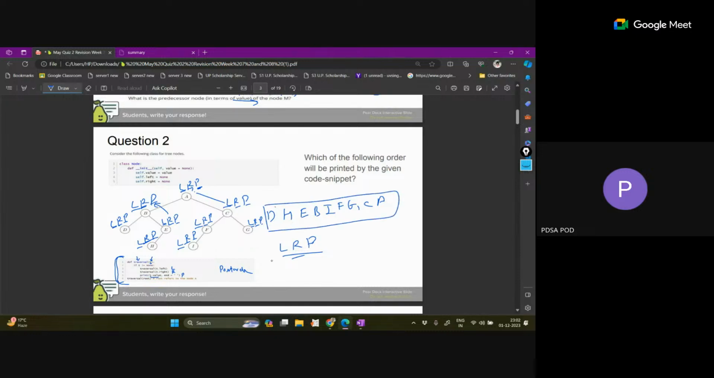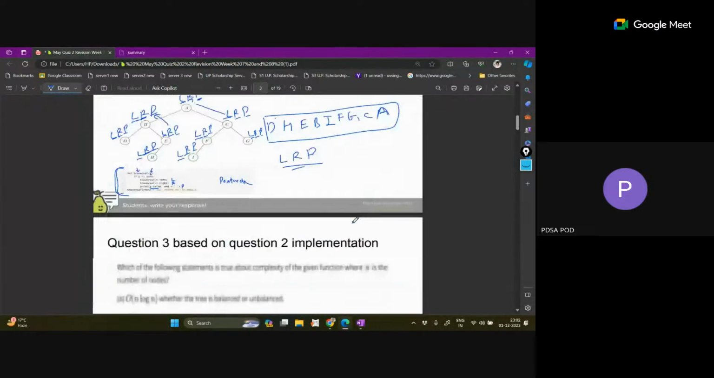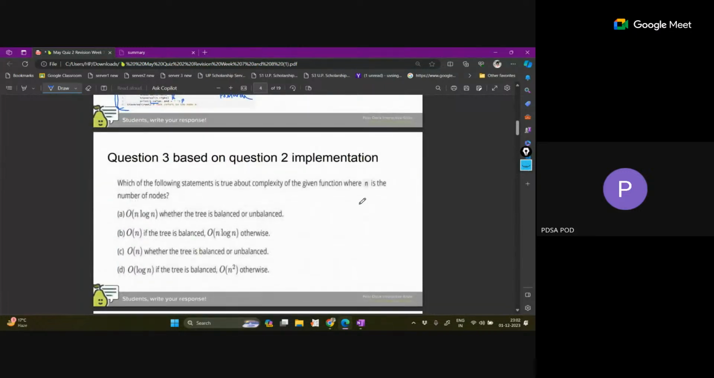So in post order, you will always get the root node at the last. Okay. Root node will always come at the last position in the post order traversal. In pre-order traversal, you will get the root node at the first place. Okay. So in this manner, you can traverse the binary search tree. So traversal, you should know.